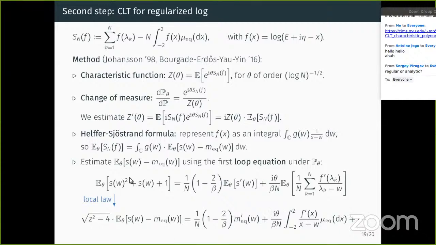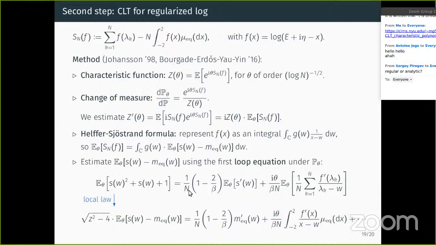Using the local law, which is true under P, it's also true under P theta, just because the density here is bounded by one, so we can transfer the property. That's really the main advantage of taking the characteristic function and not the Laplace transform: we can transfer the properties from P to P theta.